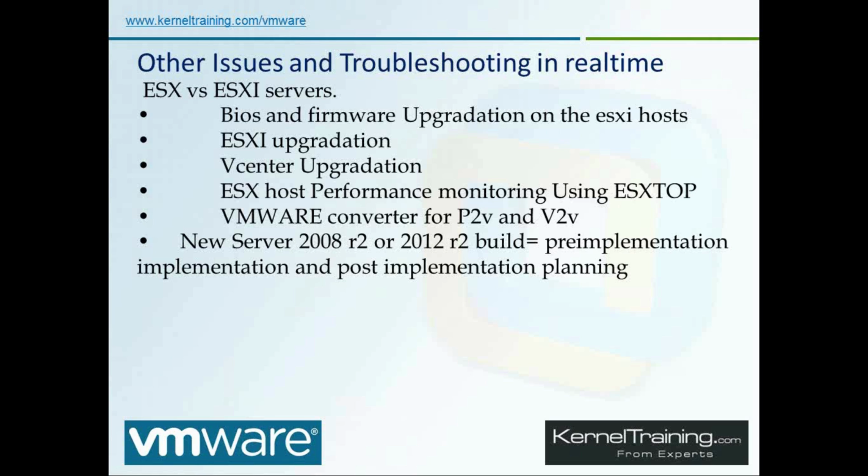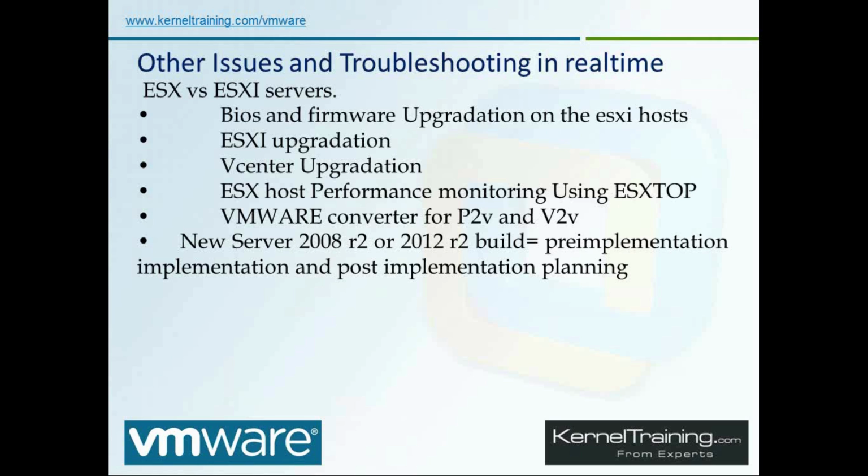If you want to migrate or convert a virtual machine which is present on Hyper-V to the vCenter server, like an ESXi host, how do we do that? Using this virtual to virtual conversion. Or if you want to migrate a virtual machine which is present on another ESXi server, how do we migrate that virtual machine to this ESXi host? Converting that will be done using this V2V converter.